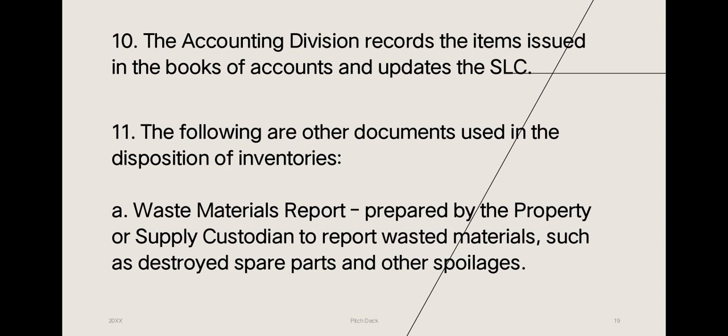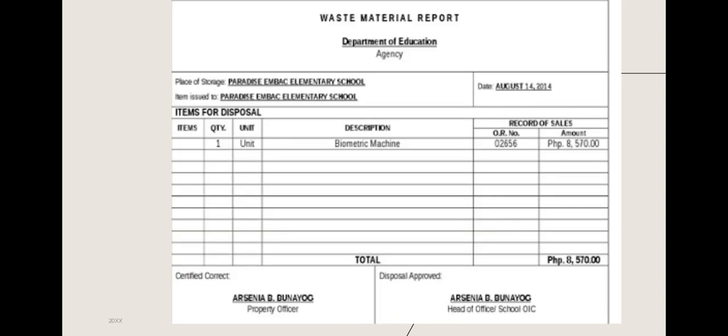Next, the following are the other documents used in the disposition of inventories. A. Waste materials report prepared by the property or supply custodian to report wasted materials such as destroyed spare parts and other spoilage. So, ito yung example niya. Pine-prepare siya ng property supply division para ma-report lahat ng wasted materials na previously taken up in the books of accounts as assets or sa custody niya para ma-properly dispose and ma-recognize yung mga inventory sa books of accounts.